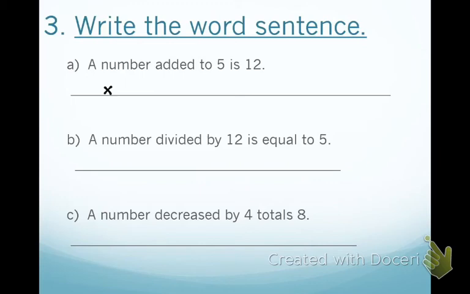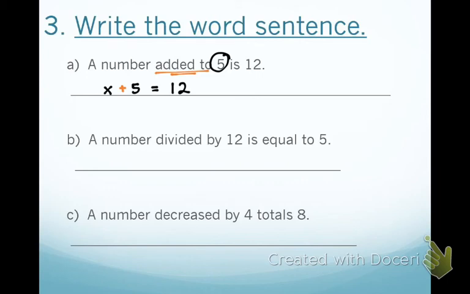Next, you will see right here where it says added to. Guys, what sign do you think is added to? Plus, very good. What am I adding it to? Plus a 5. So then we're going to write a 5. Anytime you see that word is, what does is stand for? Equals, and what does it equal? 12. Very good. Okay, so you just came up with a word sentence. A number added to 5 is 12 is the same thing as x plus 5 equals 12.